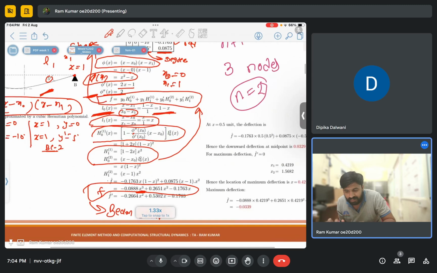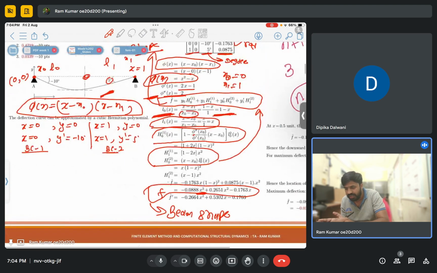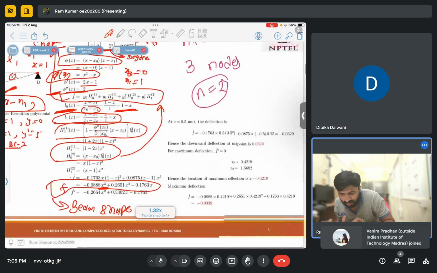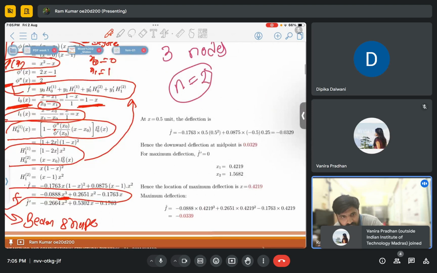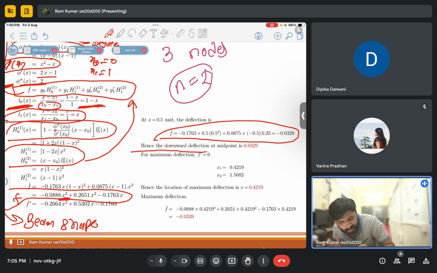And then they are saying find the deflection at x equal to 0 point something. They are saying mid of the span. So it means x equal to 0.5, 1 by 2, because length we are having 1 unit. When we are putting x equal to 0.5 in this equation, we will get the downward deflection at midpoint. This will be our answer, right?